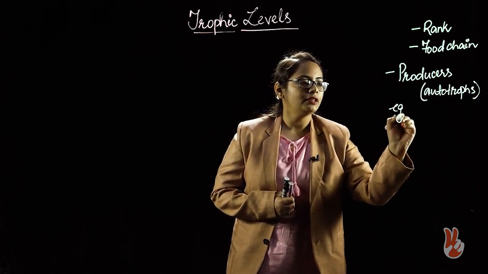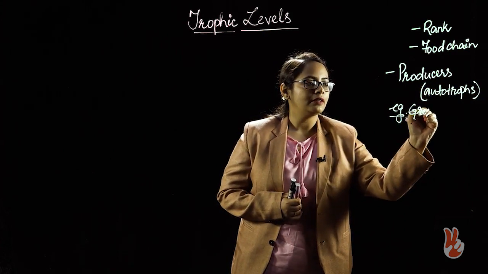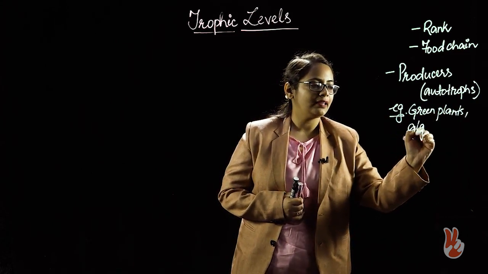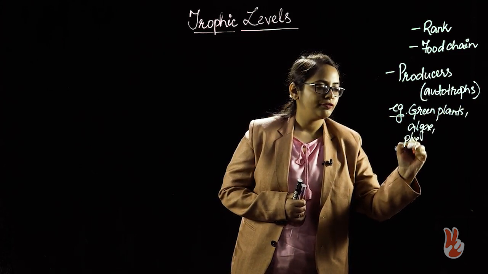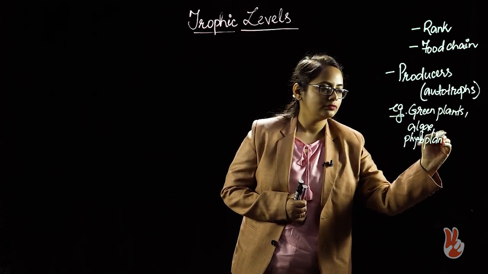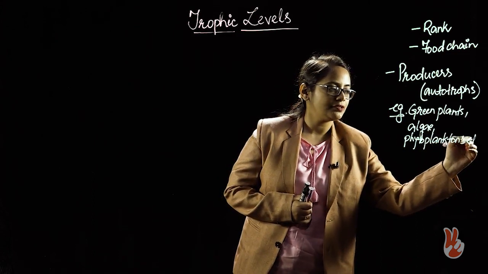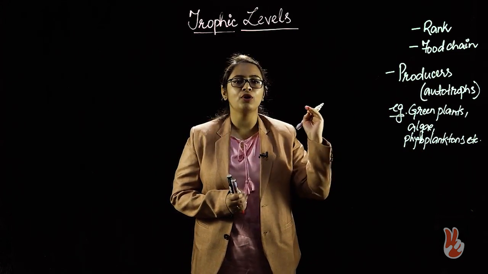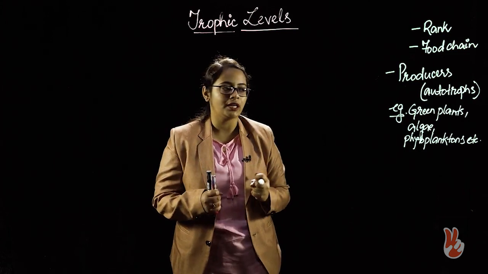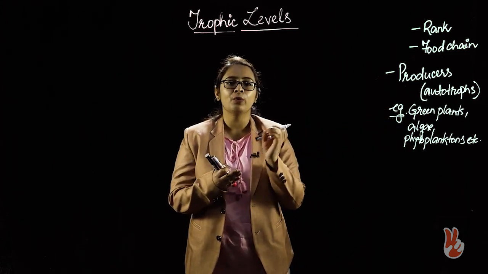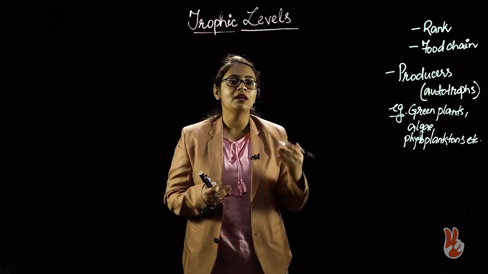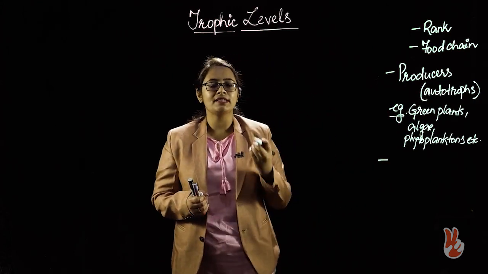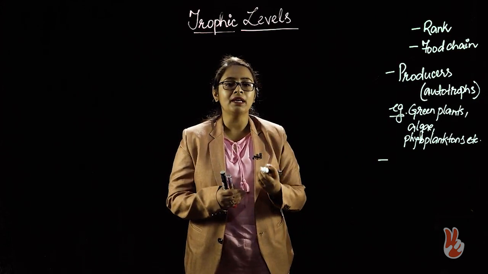For example, we have green plants, algae, phytoplanktons, etc. Producers hold a very important position in running the whole food chain, because the producers produce the food with the help of sunlight, which in turn is provided to the next trophic levels. So, all the other trophic levels that follow the producers will be the consumers.